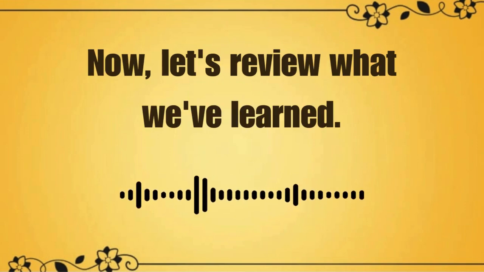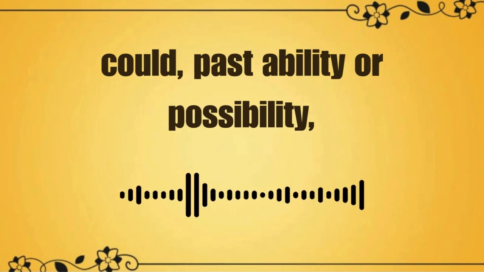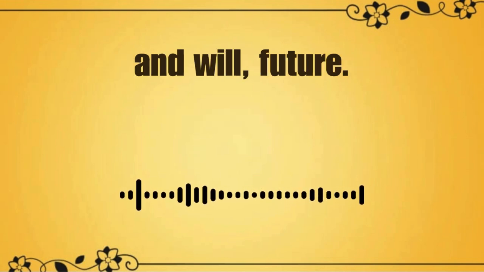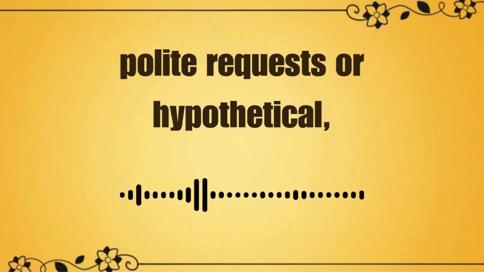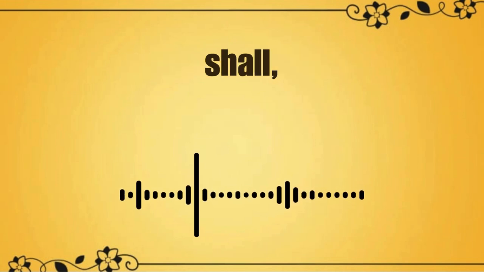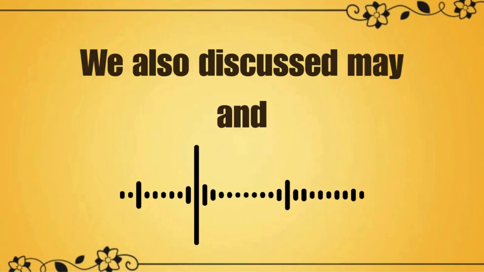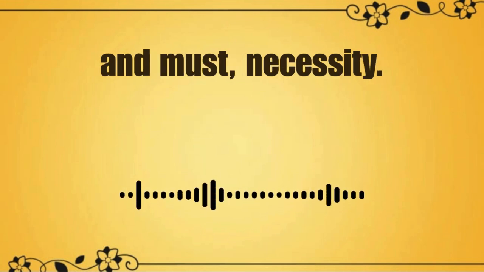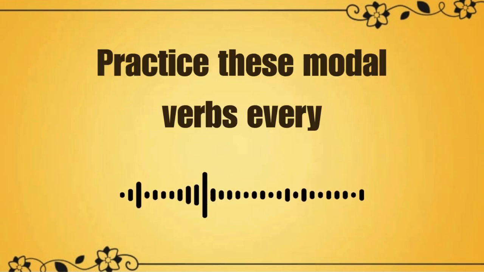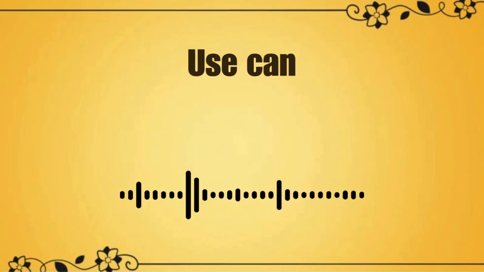Now, let's review what we've learned. We learned about can, ability, could, past ability or possibility, and will, future. We talked about would, polite requests or hypothetical, shall, offers or suggestions, and should, advice. We also discussed may and might, permission or possibility, and must, necessity. Practice these modal verbs every day. They are important for speaking English.